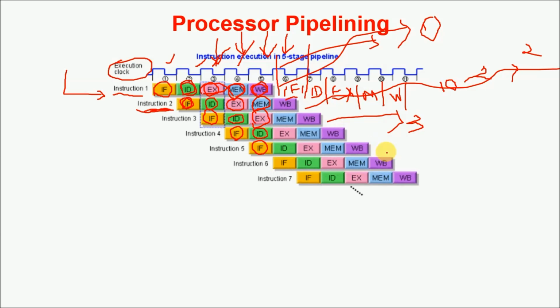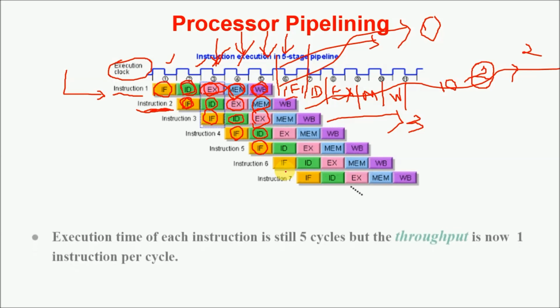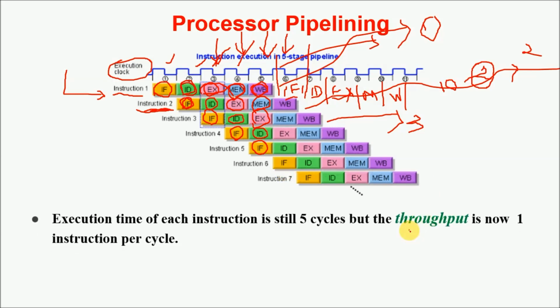So in the non-pipelining process, after 10 clock cycles, only 2 instructions will be executed. But here, after the 5th clock pulse, in every clock pulse, a new instruction will be executed. This way, the throughput of the processor will be increased. After the 5th clock pulse, the throughput of the system will be 1 instruction per cycle. That means every 1 instruction will be executed in every clock cycle. So here the throughput will be 1.